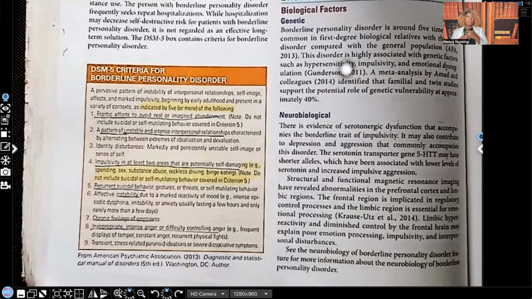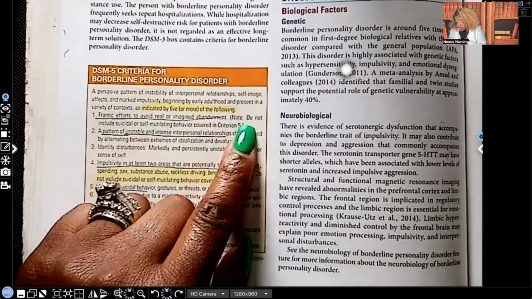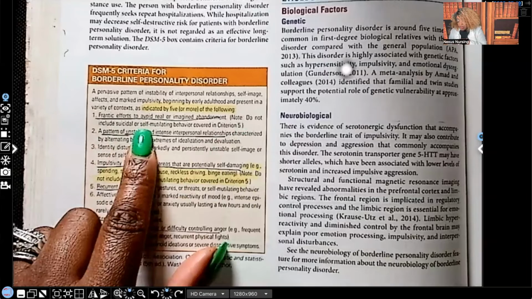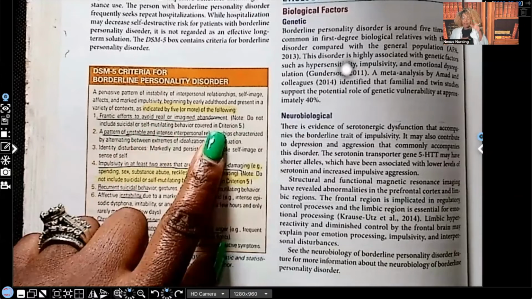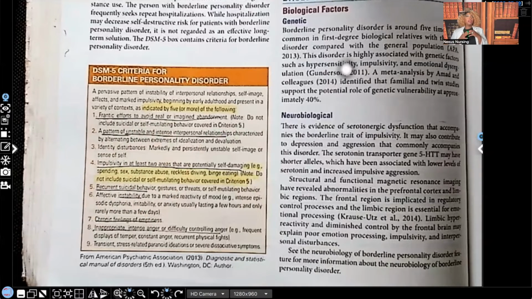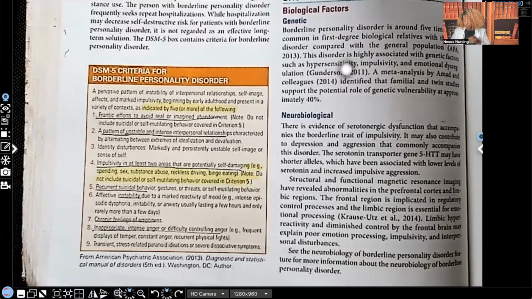Look what it says: do not include suicidal or self-mutilating behavior that's covered in five. All right, so an example is they're in a relationship and their spouse decides that they want to take up yoga. They will lose their mind because they're so scared that if that person starts yoga, they're going to meet somebody else and leave them. Okay, and they start acting the fool.